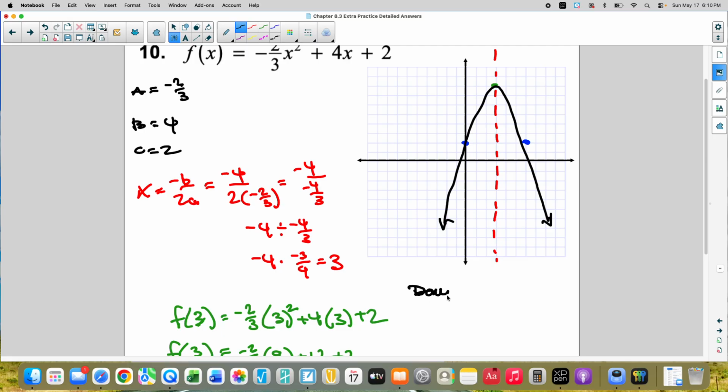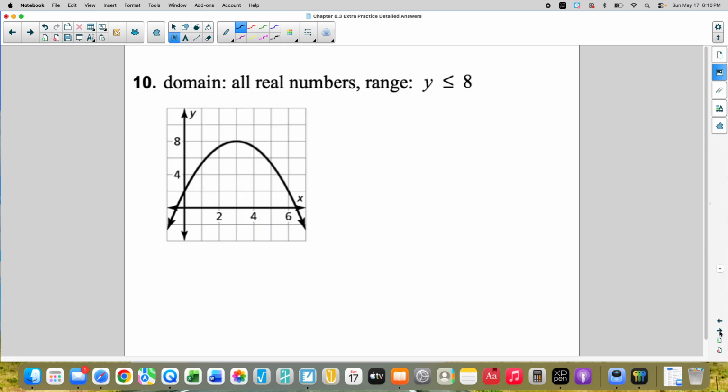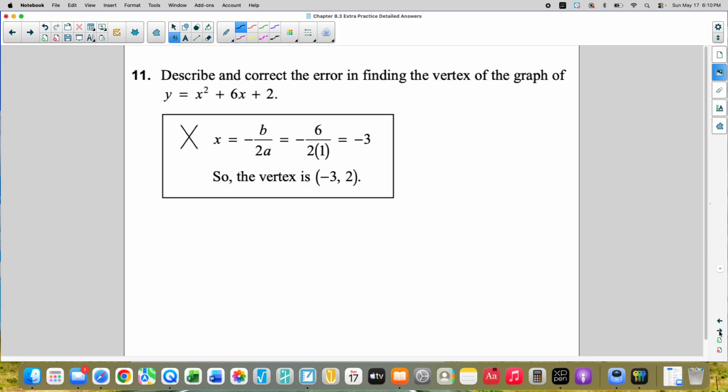My domain equals all real numbers. My range, y is less than or equal to, what was that, 8? 8. Y is less than or equal to 8. Yep, good.